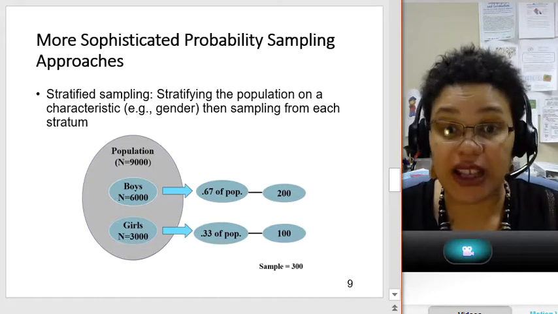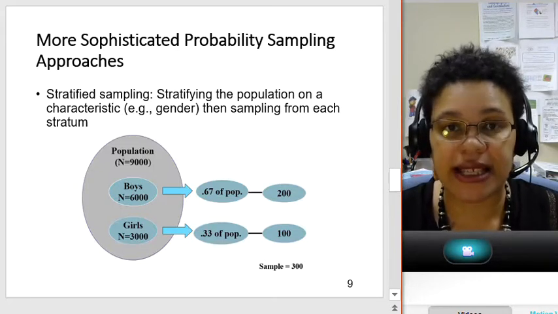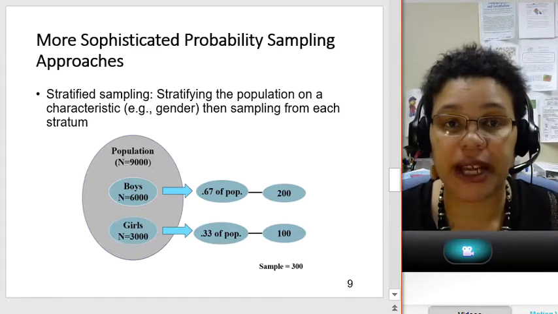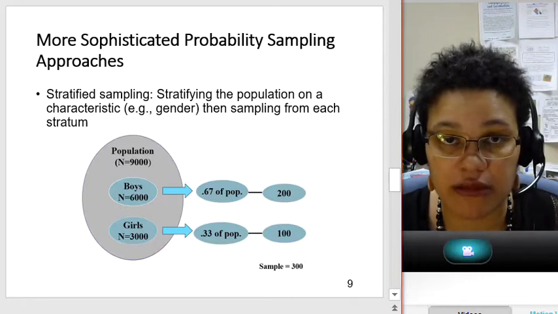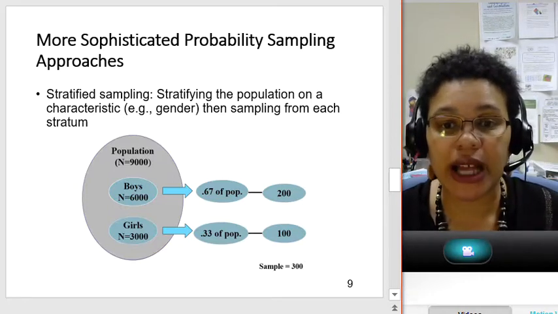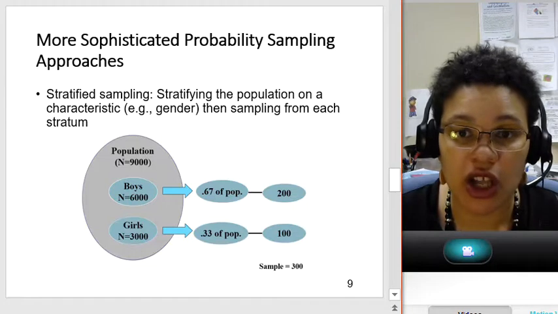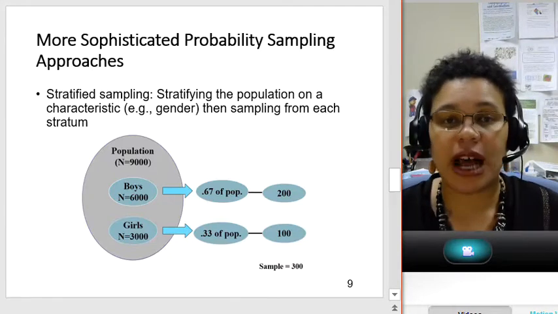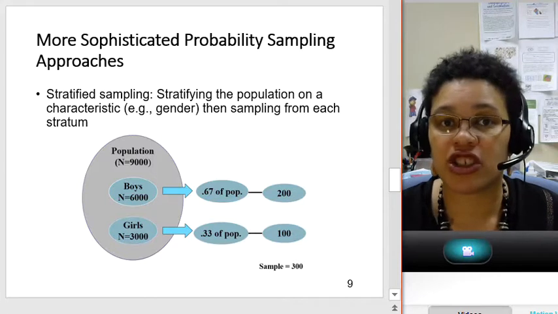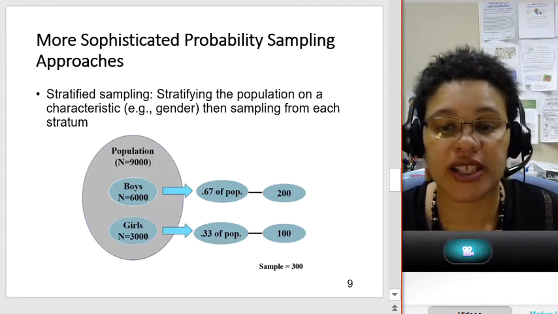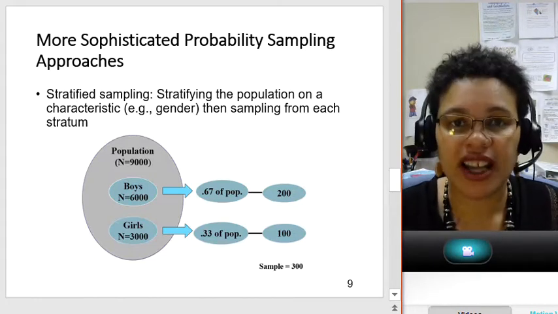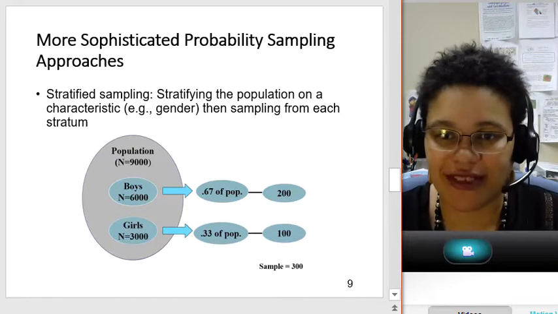Okay. For example, let's say it's gender. Let's say in your population you have 6,000 boys and 3,000 girls. For your sample, let's say you have enough money to give surveys to 300 kids. Because in the population there are twice as many boys as girls, for your sample you want twice as many boys as girls as well. So boys are two-thirds of the population. Two-thirds of 300 is 200. So you're going to survey 200 boys. You're going to survey 100 girls. Okay? So that your sample is similar to the population.